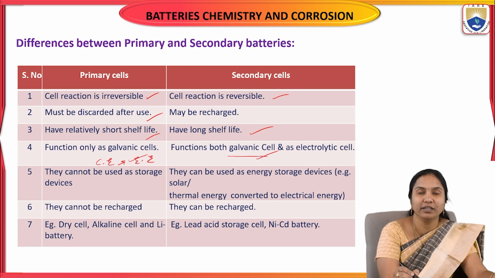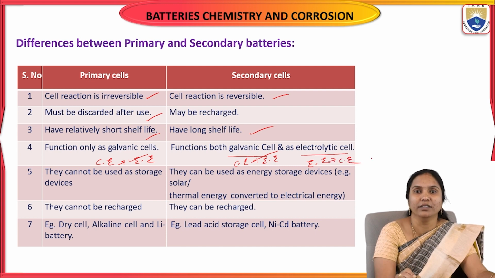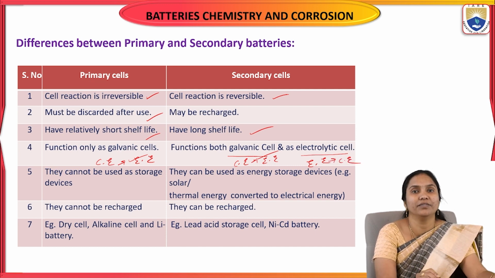In the galvanic or electrochemical cell mode, during the discharging process while we are using this battery, chemical energy converts into electrical energy. As an electrolytic cell, during charging, a reverse reaction takes place, with electrical energy converting to chemical energy. But primary batteries function only as a galvanic or electrochemical cell, which converts chemical energy into electrical energy.